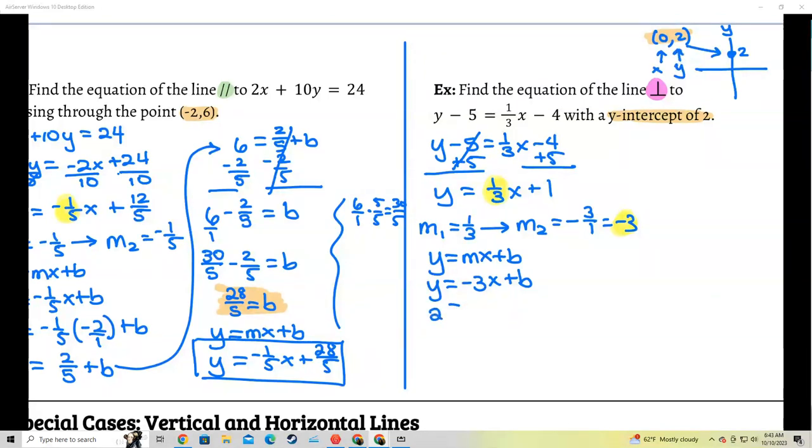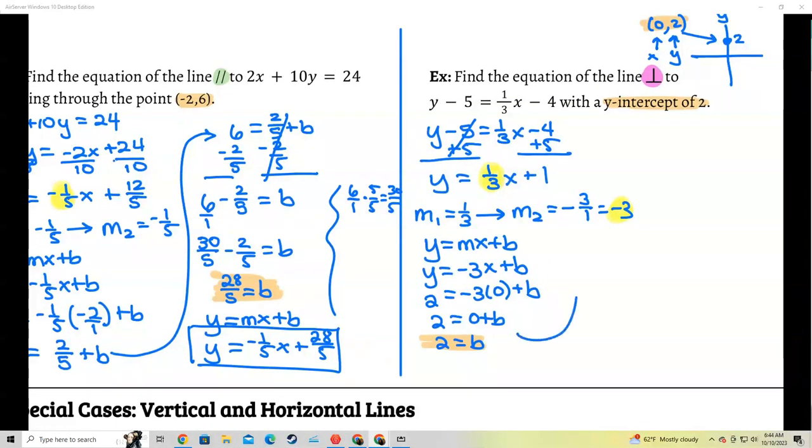I get 2 equals negative 3 times 0 plus b. I just substituted my values. That's 2 equals 0 plus b, which means 2 is equal to b. I found my b value, my y-intercept. Last step is to put it all together. I'm going to write y equals mx plus b. y equals, my slope is negative 3x plus my y-intercept is 2. And there is my final answer. I know this is going to be perpendicular to the original equation, and I know that this is going to have a y-intercept of 2.